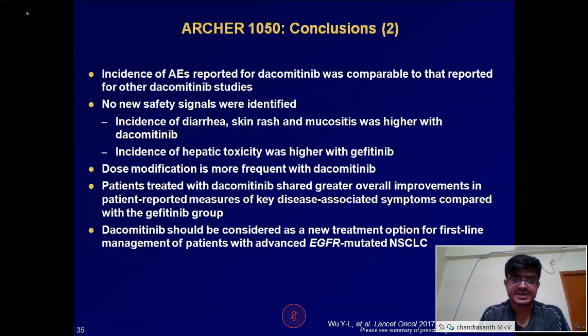Dacomitinib should be considered as a new treatment option for first-line management of EGFR mutated NSCLC. So if you look into the patient-reported outcomes, those symptoms that are due to disease improved significantly with Dacomitinib when compared to Gefitinib. Whereas if you look into the patient-reported outcomes for mucositis and diarrhea, there Gefitinib did better than Dacomitinib.